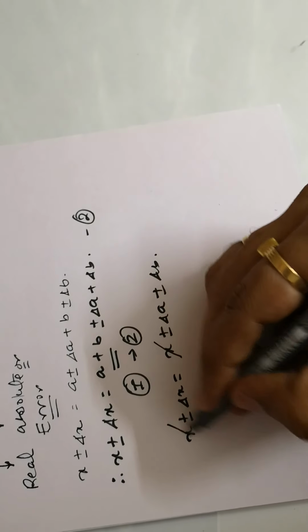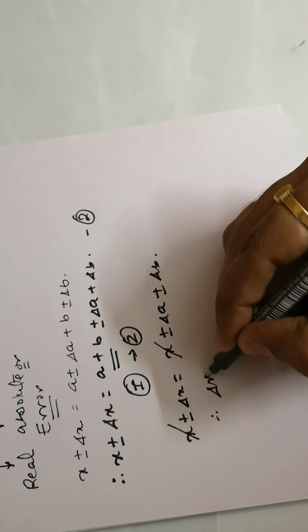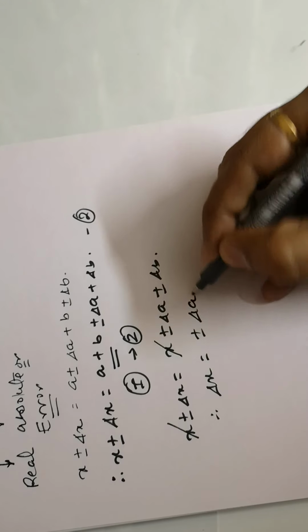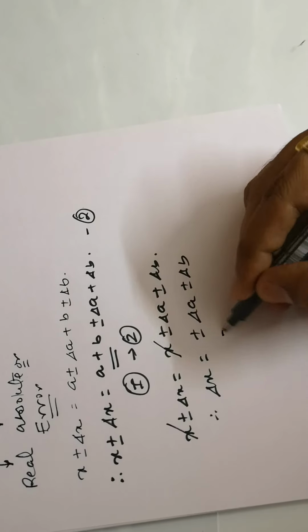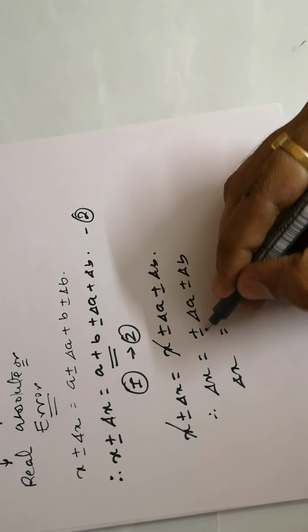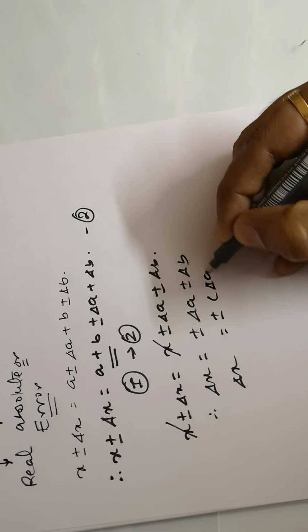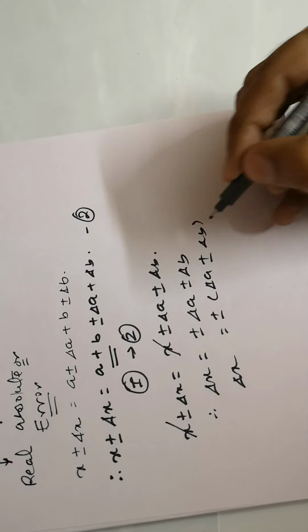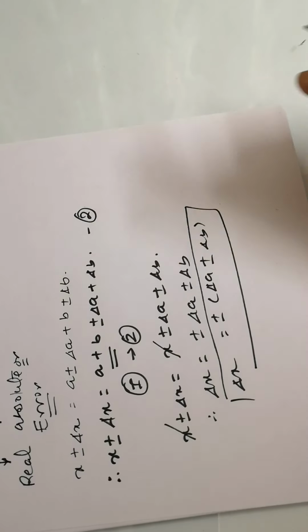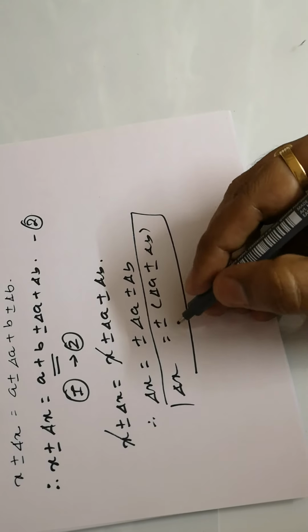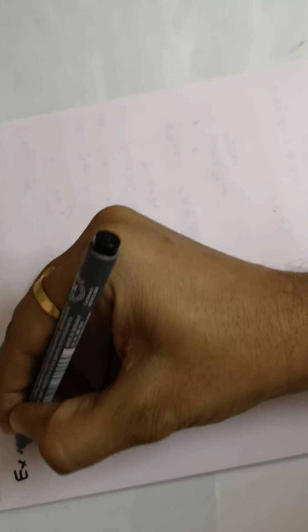So x can be cancelled out from both parts. Delta x equals plus or minus delta a and plus or minus delta b, bringing out a common plus or minus. So we get that the error in the total net will be the sum of the errors of both observations, meaning delta a and delta b. Now let's discuss the very first example so you may get a better idea.